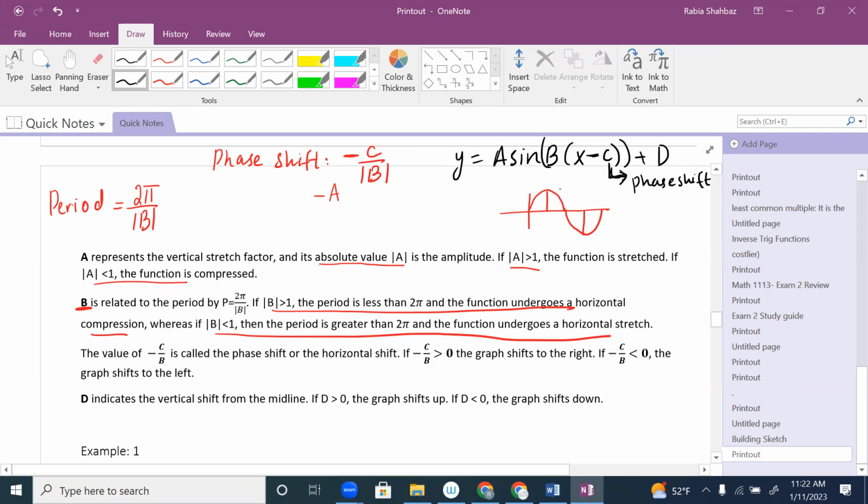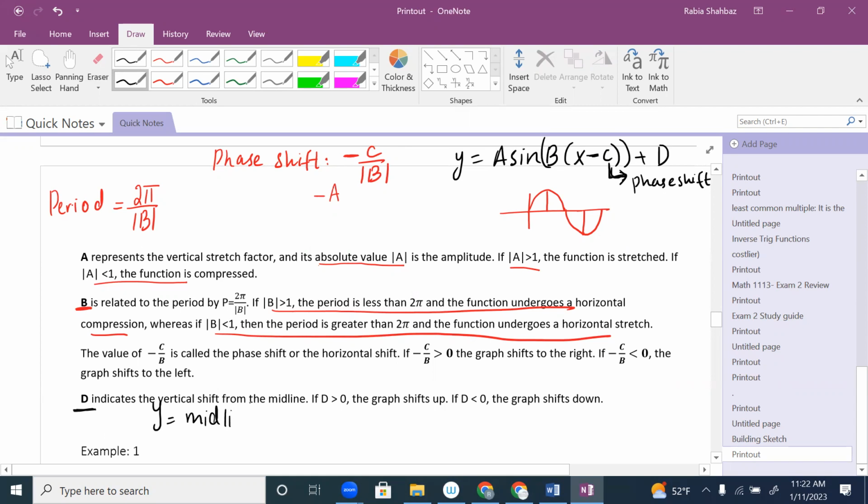If it's a minus, then it shifts to the right. If it's a plus, it shifts to the left. The last parameter is D, which does the vertical shift up or down. It also gives you the equation for the midline of the graph.